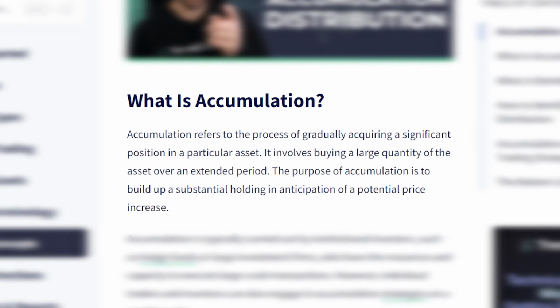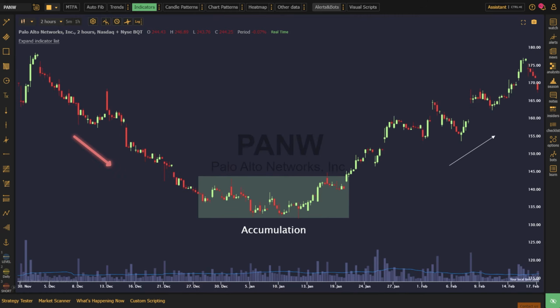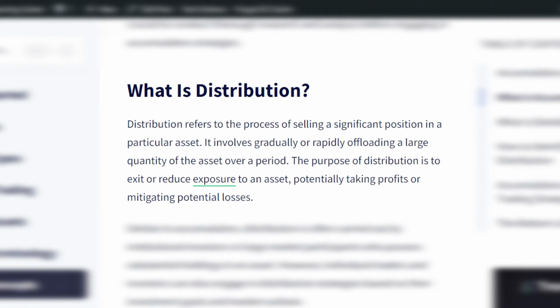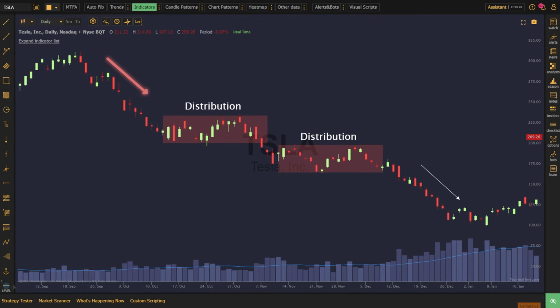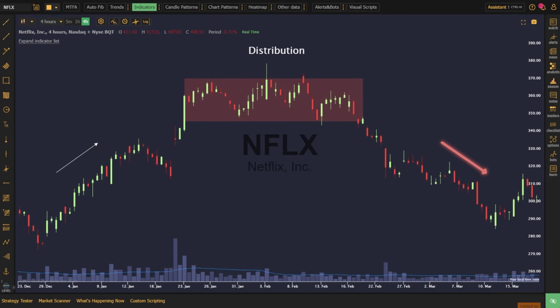Accumulation refers to the process of gradually acquiring a significant position in a particular asset. In uptrends, accumulation appears as sideways price action that resolves in a continuation of the upward trend. In downtrends, it appears as sideways price action that results in a reversal of the trend. Distribution refers to the process of selling a significant position in a particular asset. In downtrends, distribution appears as sideways price action that resolves in a continuation of the downward trend. In uptrends, it appears as sideways price action that results in a reversal of the trend.